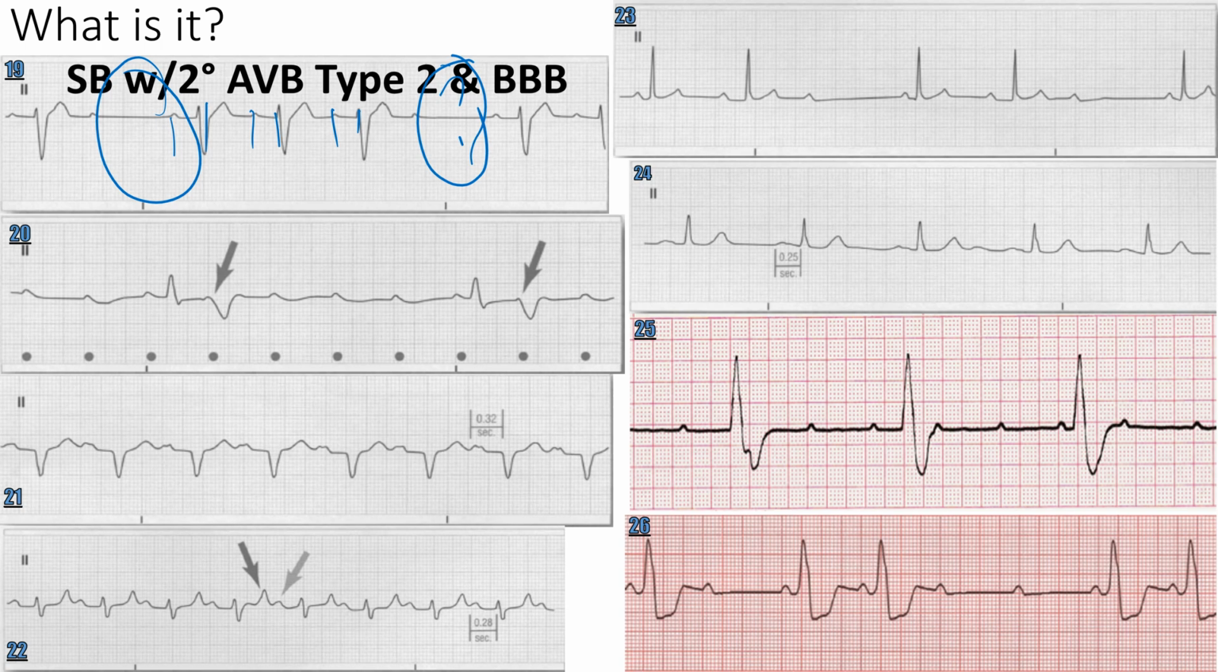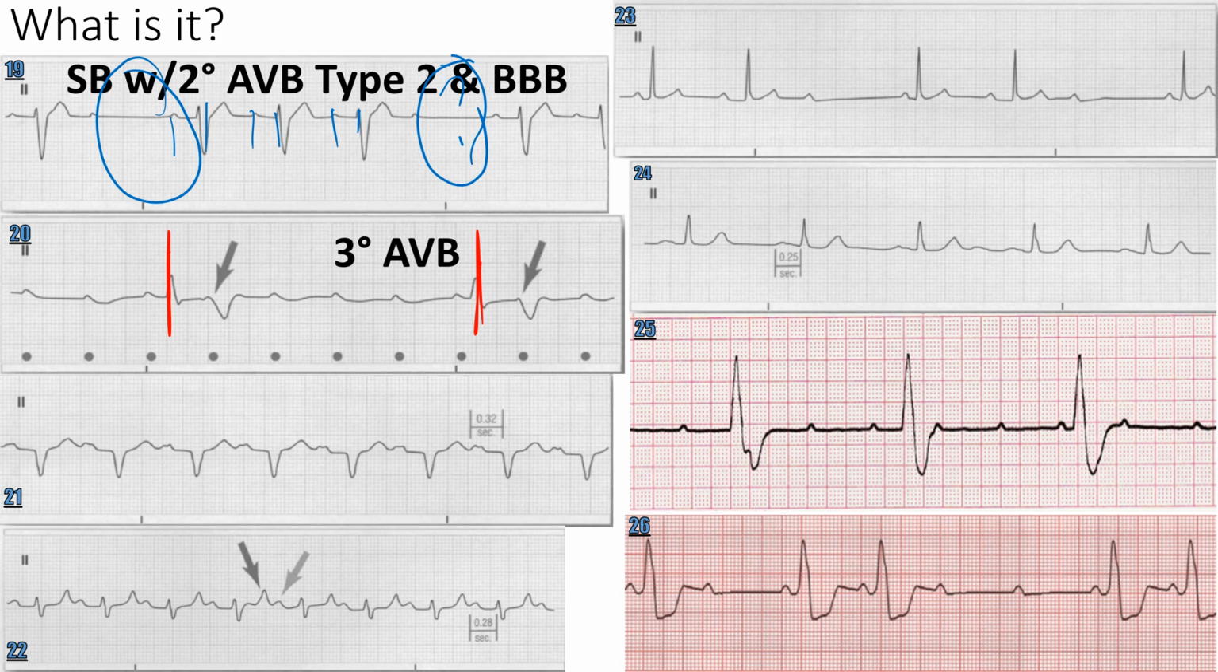All right, number 20, what is that? Third degree. Why is it third degree? Divorced. They're divorced. Also, this is a regular rhythm here. Nice and regular. I only got 2 complexes to speak about, but they are regular. And I got P waves doing their own thing, separate from the QRSs. So that is a third degree AV block.